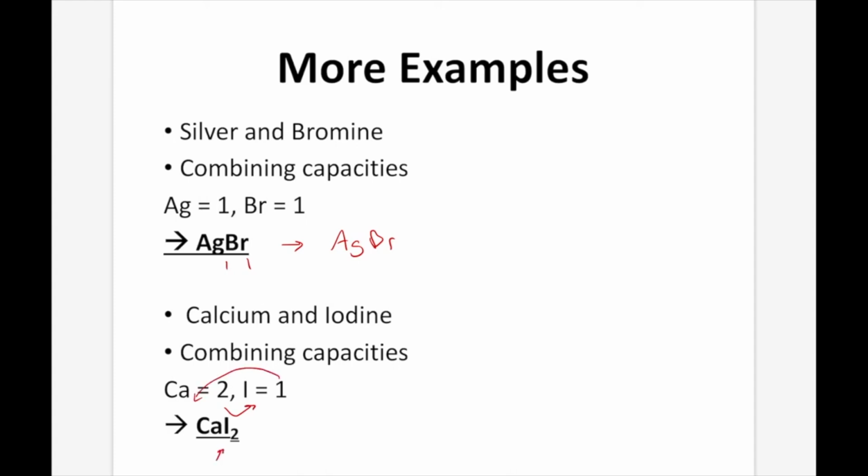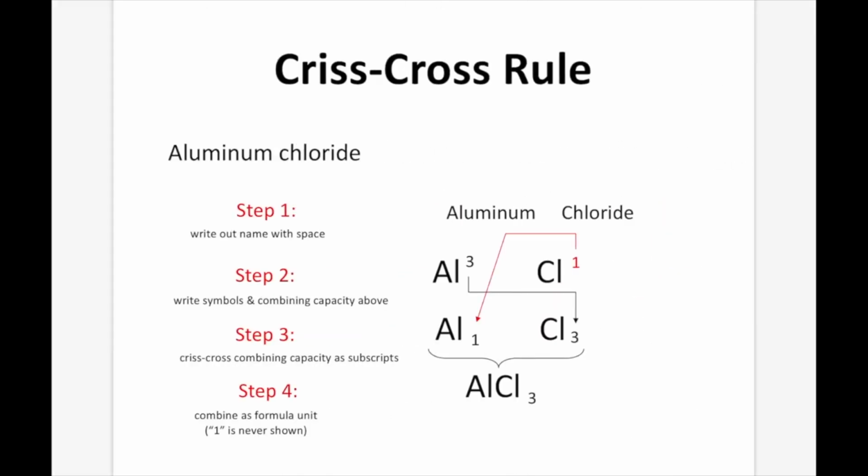Note that this I right here is an uppercase I. The criss-cross rule makes this whole process much easier. So for aluminum chloride, we're going to write out the names with spaces. So we're going to write aluminum and chloride. Aluminum is represented by Al, chloride by Cl. We're going to write the symbols and the combining capacities above.